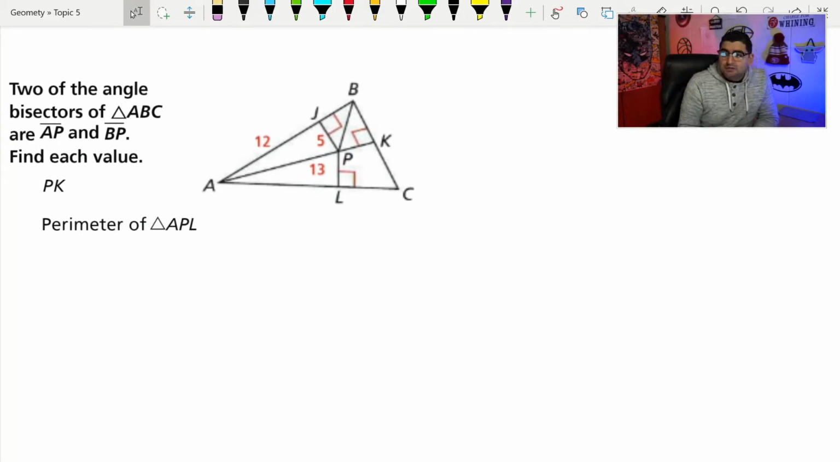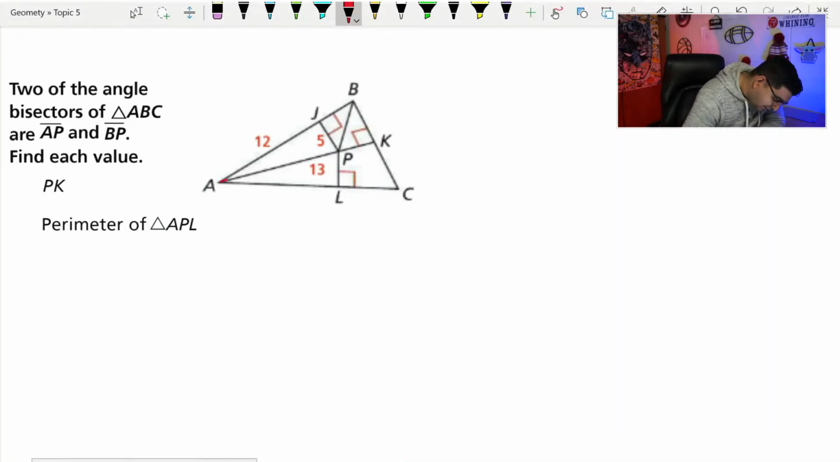Two of the angle bisectors of ABC are AP and BP. So let's go ahead and draw those out in red, so that we know which ones are the angle bisectors. We know that from A to P, this is an angle bisector, and from B to P. The other thing I know by them being angle bisectors is that they cut these angles in half, so I know that this angle is equal to that one, and this angle is equal to that one. Whether or not I'm going to have to use this, I don't know yet, but I like to draw it out just so I know.